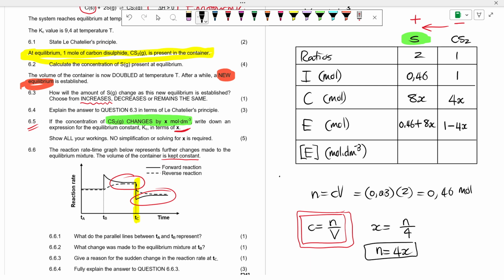All right, that's fine. Just to point out what I was saying, doubling the volume favors the reverse. That's why we have a plus now on the sulfur. So sulfur kind of becomes our product this time. So that's why we have a plus.